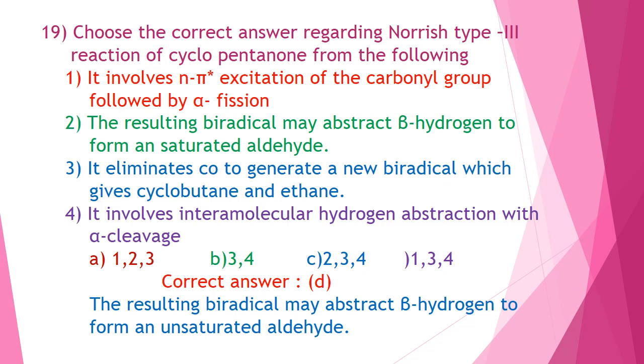It is also correct. Here the correct statements are 1, 3 and 4. The wrong statement is 2. For this wrong statement, the correct statement is: the resulting biradical may abstract beta hydrogen to form an unsaturated aldehyde. This is the correct statement for this one. Option D is correct.